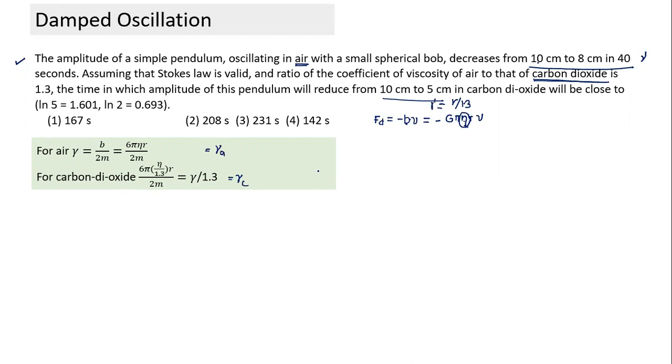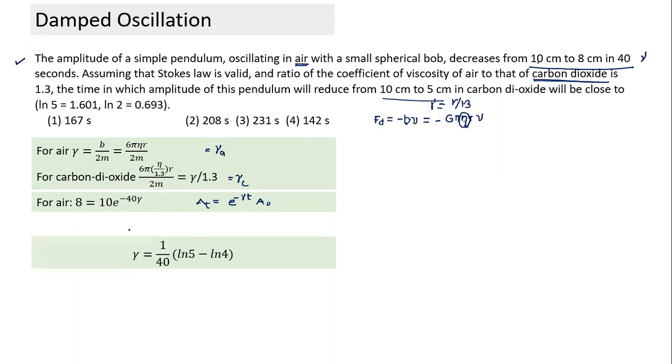Let's substitute those values for air first. Which equation are we going to use? We are using the amplitude equation: amplitude after time t is equal to e raised to power minus gamma t. Just substitute t equal to 40 here, and this is 8 and this is 10. They're the same units, so there's no need to change them; they will cancel out anyway. So this is one equation for air, and from it we can get the value of gamma.